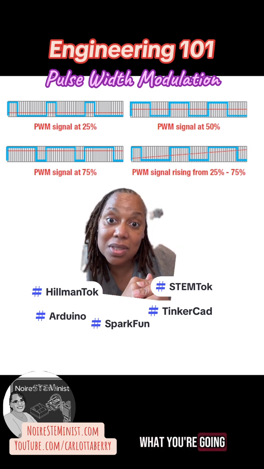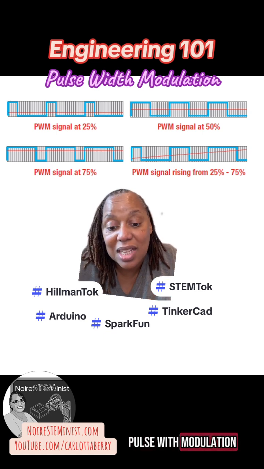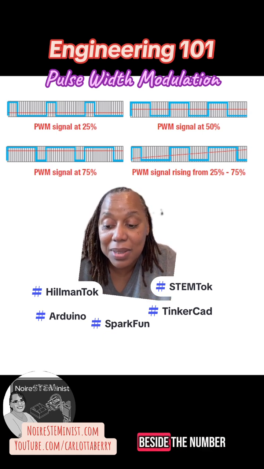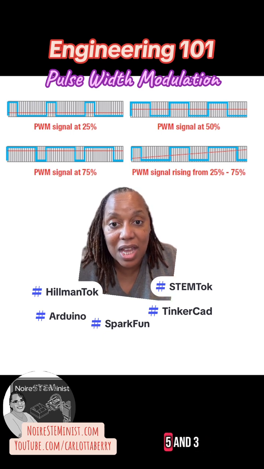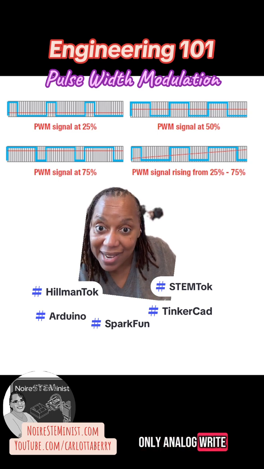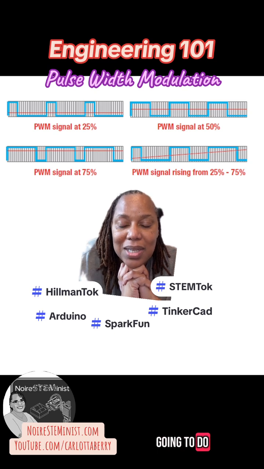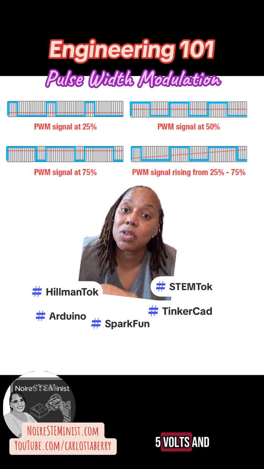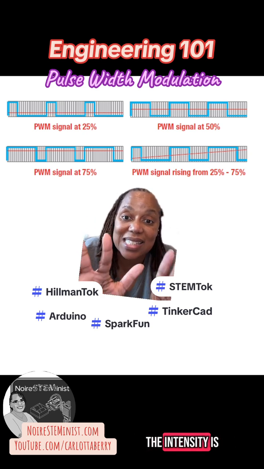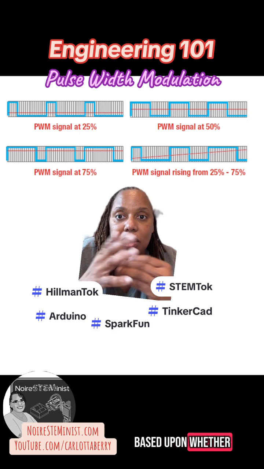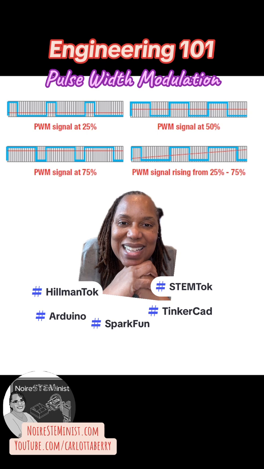So on the Uno, what you're going to see when I show you the demonstration is only certain pins can do pulse width modulation. And those all have a tilde beside the number. So on mine, that's going to be 11, 10, and 9, 6, 5, and 3. So I can only analog write to 6 LEDs using pulse width modulation. And what that's going to do is, instead of the LEDs being on and off, 5 volts and 0 volts, you're going to see they're going to get brighter and dimmer. The intensity is going to change based upon whether I'm doing a 25% signal, 50%, 75%, etc.